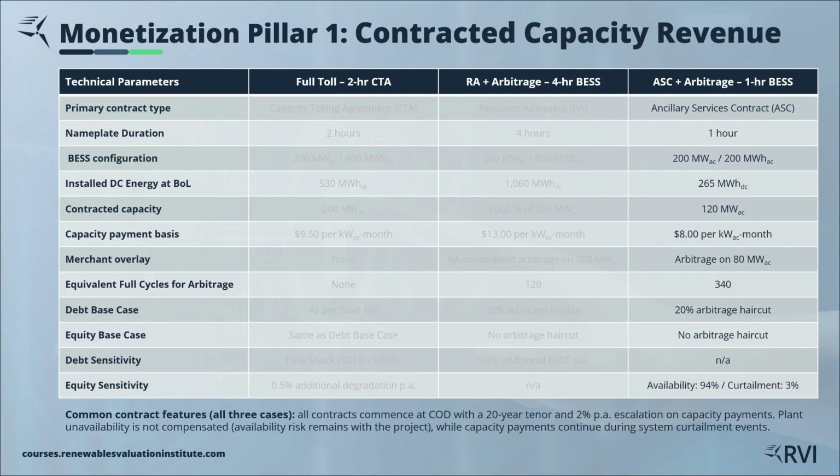And we're going to run the same lender versus equity logic you have already seen. In the debt base case, lenders apply a 20% haircut to merchant arbitrage revenue. In the equity base case, equity assumes no haircut. On top of that, we'll run an equity sensitivity where operating performance is stressed. Availability drops to 94% and curtailment increases to 3%. Now let's implement these cases in a model and watch what happens to the dashboard outputs and equity KPIs.